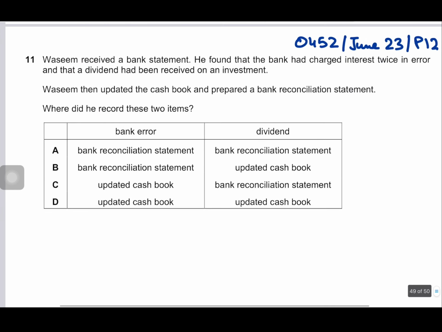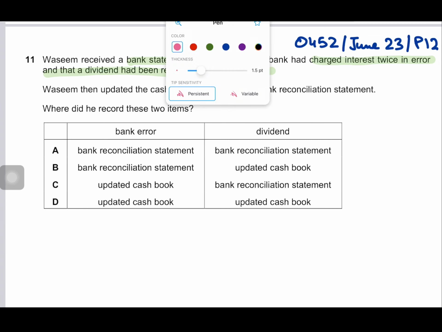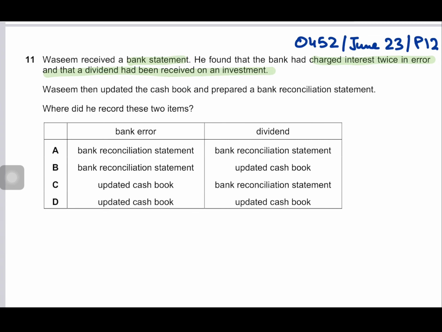Moving towards the next question. Wasim received a bank statement. He found that the bank had charged interest twice in error and that a dividend had been received on an investment. Okay, what is the first error? What is the first adjustment? The bank has charged interest in error, and that too twice, and a dividend had been received on an investment. Both of these have been found by looking at the bank statement, as they were on the bank statement but not in the cash book.